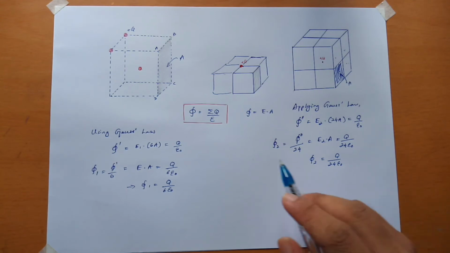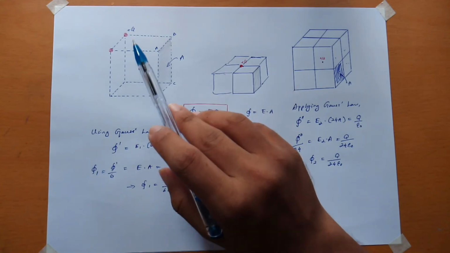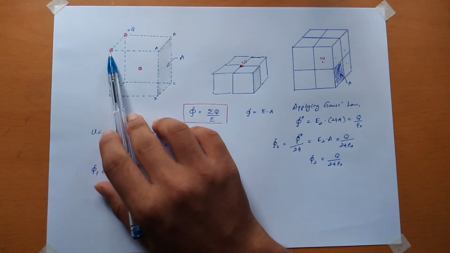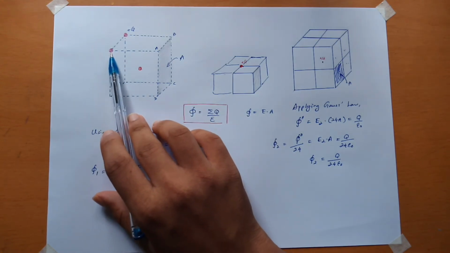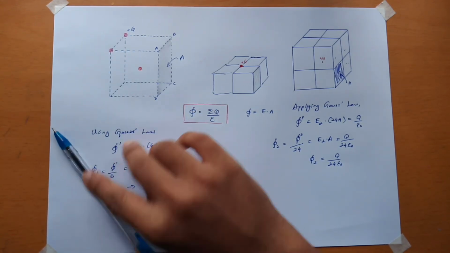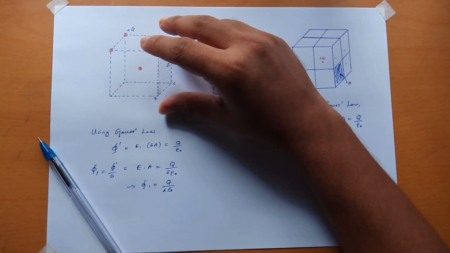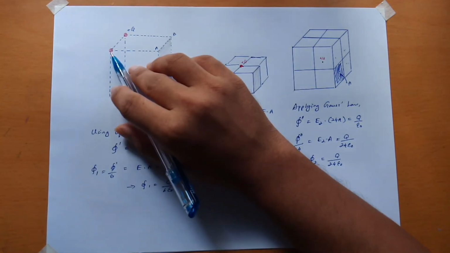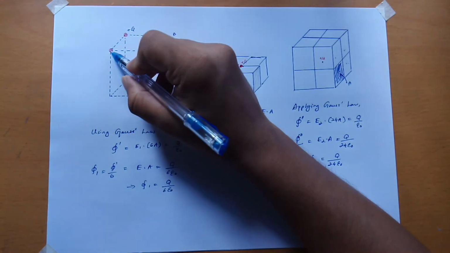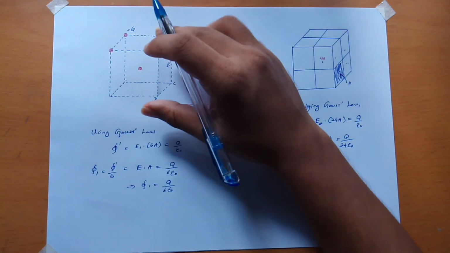So we found the flux passing through this area due to this charge, and due to this charge, and then finally we have this one, right? Now if I consider only this charge, it is symmetric under rotation. For example, if I take this cube and rotate it by 90 degrees, this charge comes here, this charge comes here. If I rotate it, it is exactly the same, right?